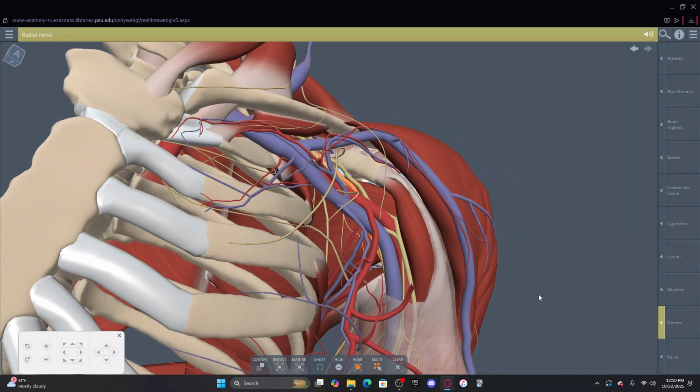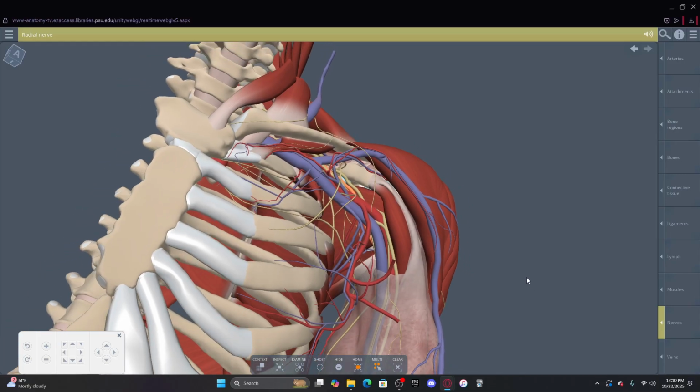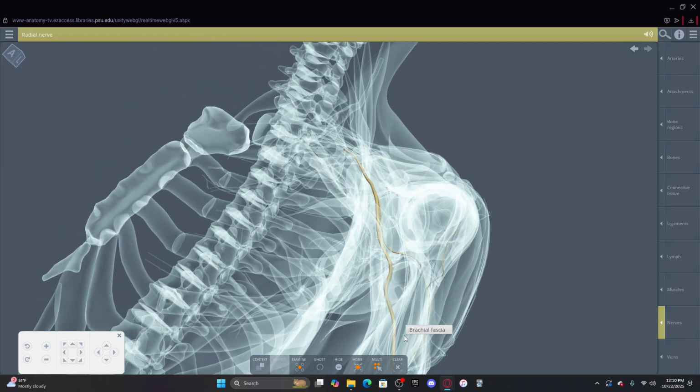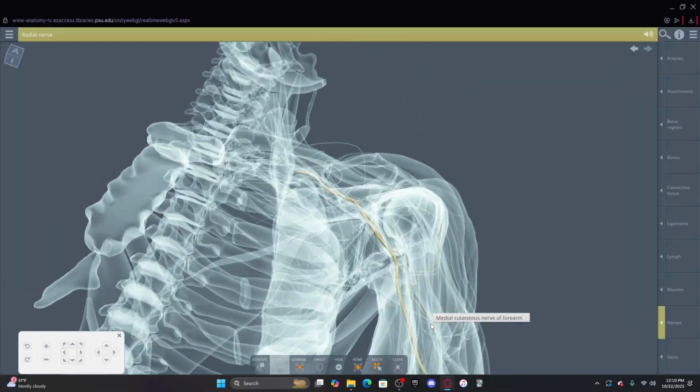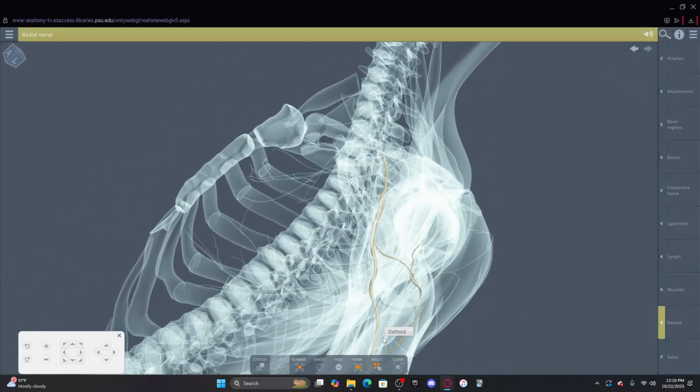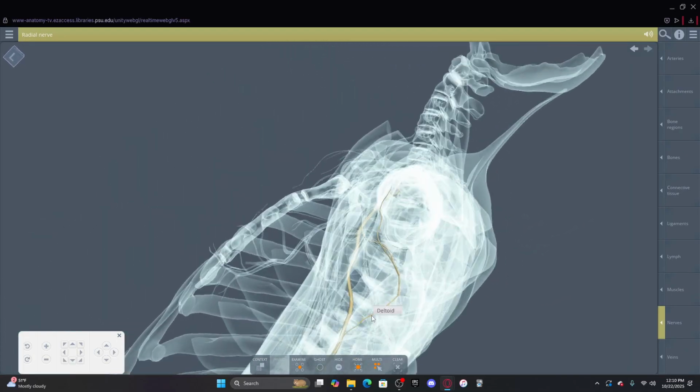The posterior arm muscle would be triceps brachii. And then we have a bunch of posterior forearm muscles that we'll go over next week that are being innervated by the radial nerve. Let me just show you that. We see the posterior cord, we see it splitting into the axillary nerve and the radial nerve.